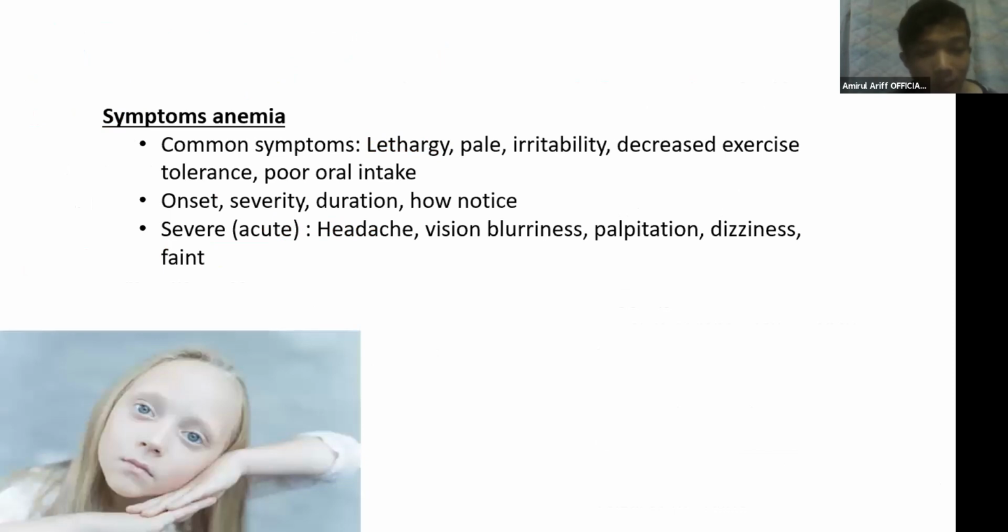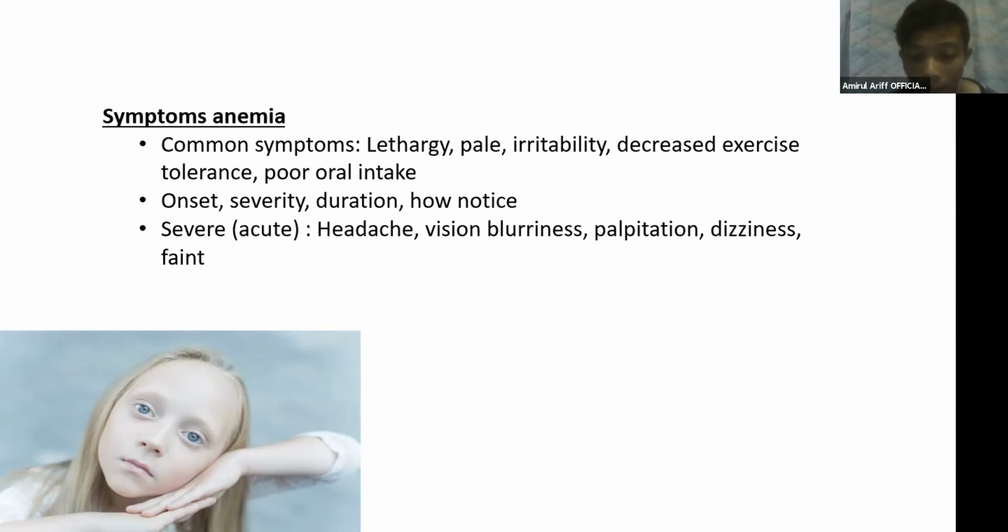So for example, that patient just now presents with symptoms of anemia like lethargy, pallor, irritability, decreased exercise tolerance, poor oral intake. And here, you also need to ask regarding the onset, severity, duration, and how they noticed the symptom. You need to recognize as well the severe or acute symptoms of anemia like headache, vision blurriness, palpitation, and dizziness or faint. For example, you get this child and they present with these symptoms, and you have ruled out all other causes of pallor just now. So now you think that this is anemia.